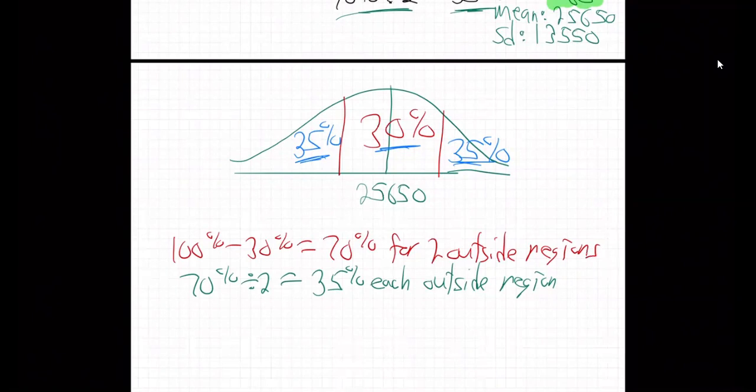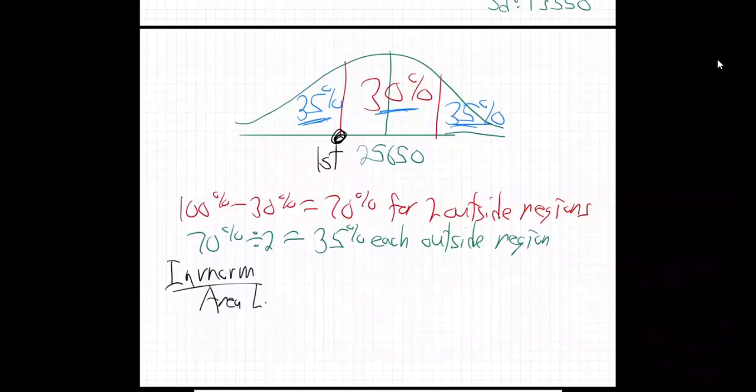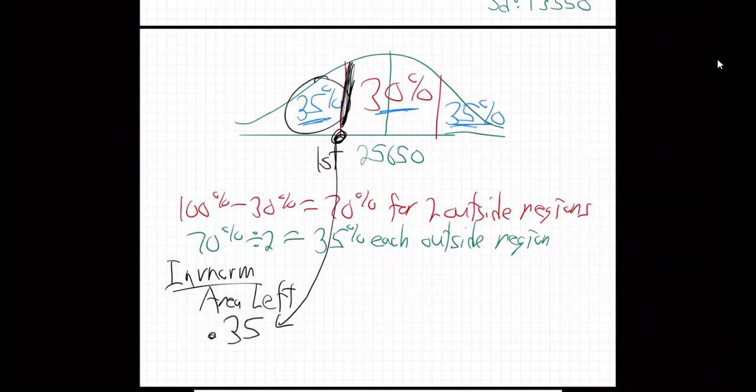Okay, and so now to find the two spots, what are we going to do? So here's the first spot. So inverse norm. Inverse norm. And then it says area left. So for the first spot, what is the area to the left for the first spot? How much of the curve is left of the first spot? 0.35, right? Isn't that the area of the curve to the left of the first spot?